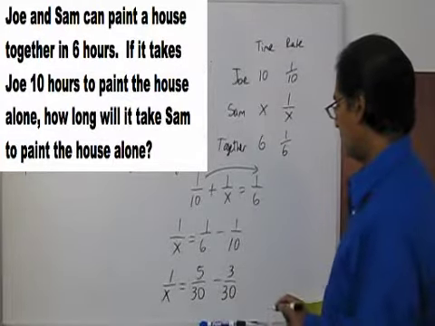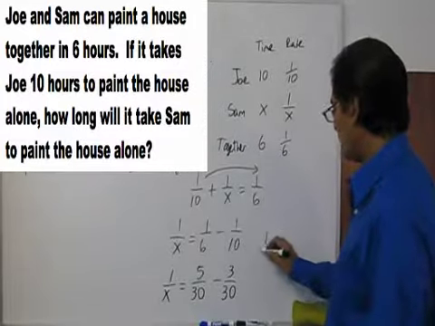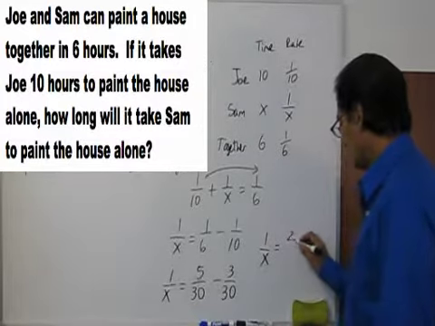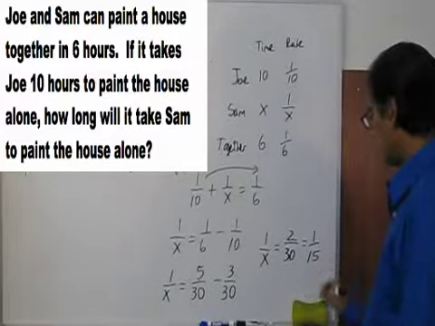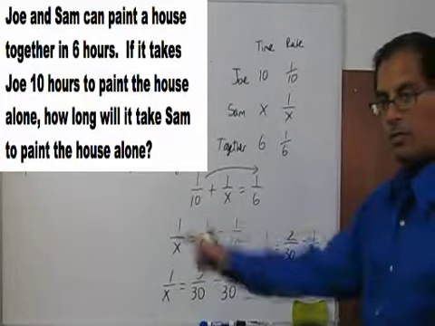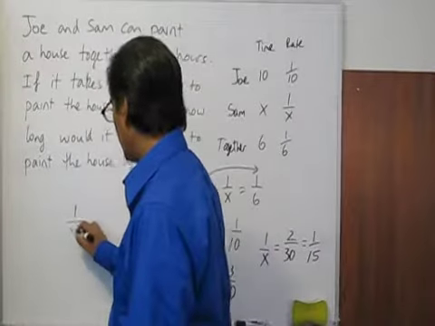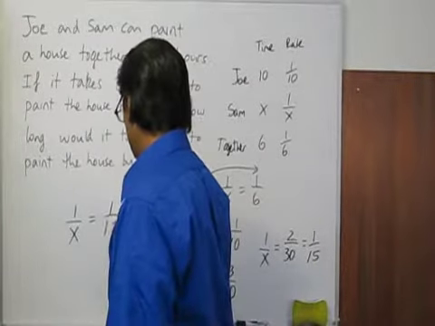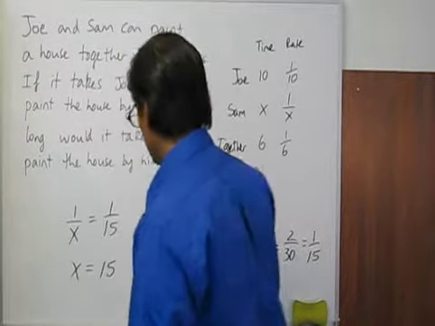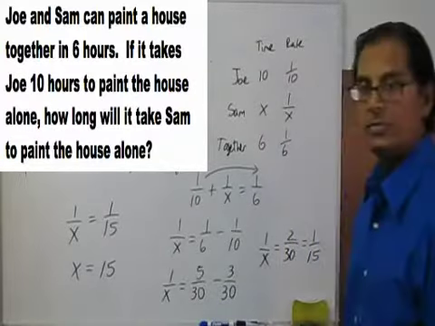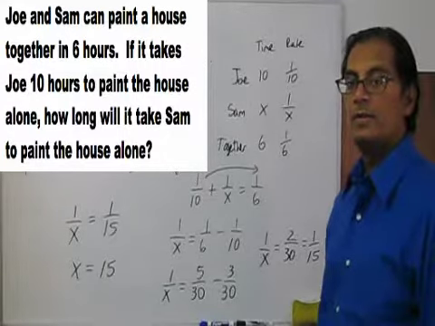5 minus 3 is 2. So we get 1 over x equals 2 over 30, or 1 over 15. So 1 over x equals 1/15. That means x equals 15. In other words, Sam will take 15 hours by himself to paint the house.